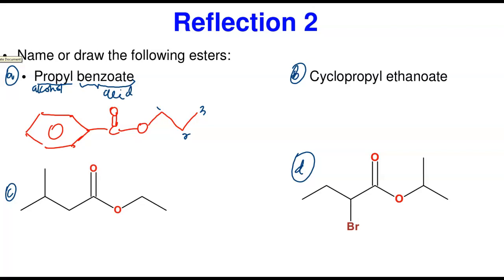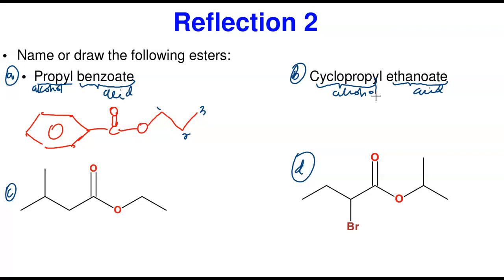Let's draw this one again. This one says cyclopropyl ethanoate. Ethanoate is the side from the acid. This one is from the acid. The acid gave me this. And then this is what? The alcohol. The alcohol gave me this. So what it means is that cyclopropyl means this is a propyl group, but a cyclic one. So it comes from cyclopropane.